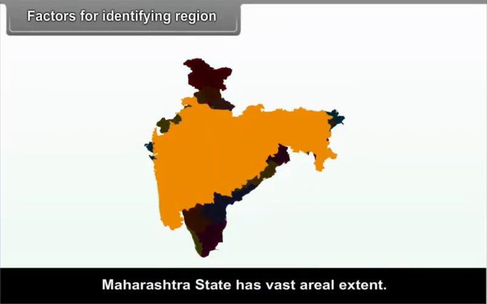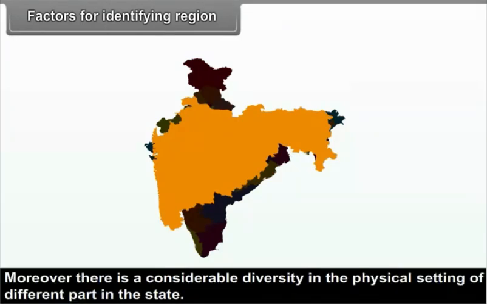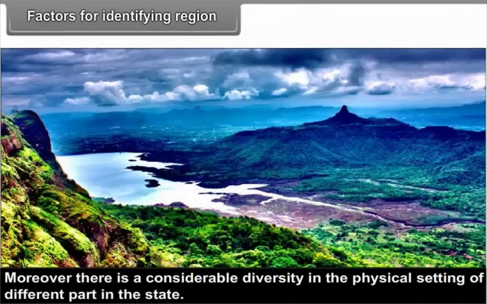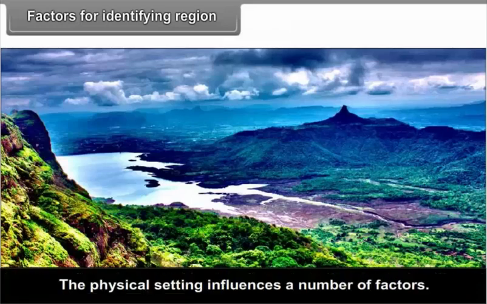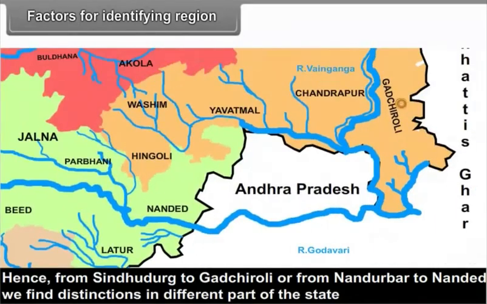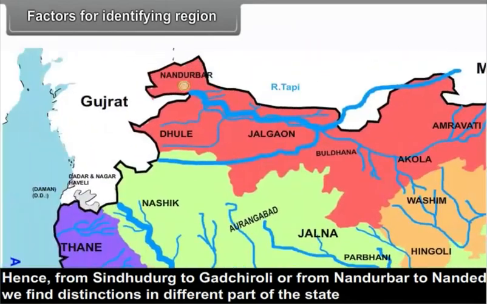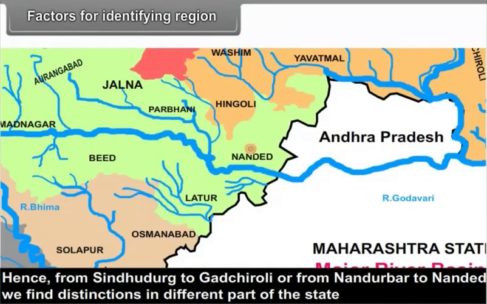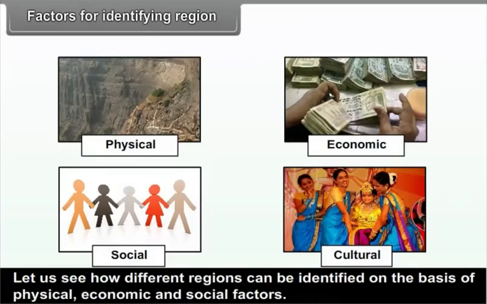Maharashtra state has a vast areal extent. Moreover, there is a considerable diversity in the physical setting of different parts in the state. The physical setting influences a number of factors. Hence, from Sindhudurg to Gadchiroli or from Nandurbar to Nanded, we find distinctions in the different parts of the state. Let us see how different regions can be identified on the basis of physical, economic and social factors.